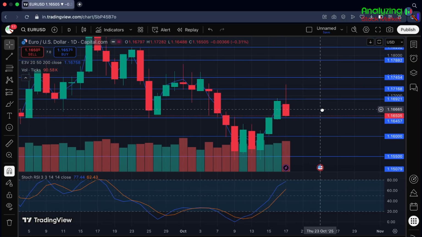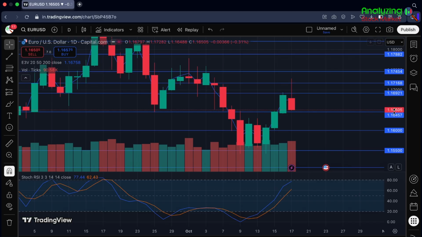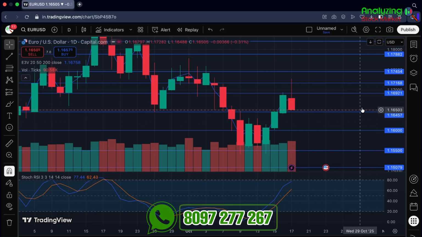Now let's talk about the closing. Here 1.16505 was the closing. The direct support is 1.16457 and the direct resistance is 1.16921. After the direct support, there is a support of 1.1600 and then 1.15500. After the direct resistance, there is a resistance of 1.17168 and then 1.17454. So these are the important support zones and resistance zones which will help you to take better stop loss and target levels according to your bias.